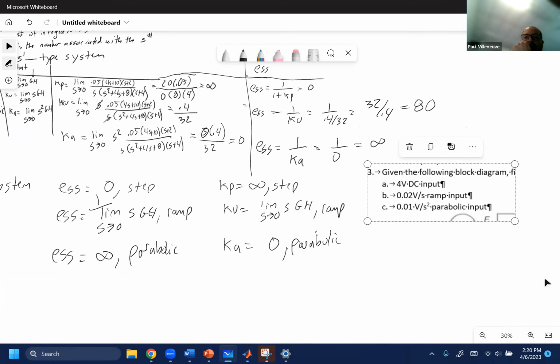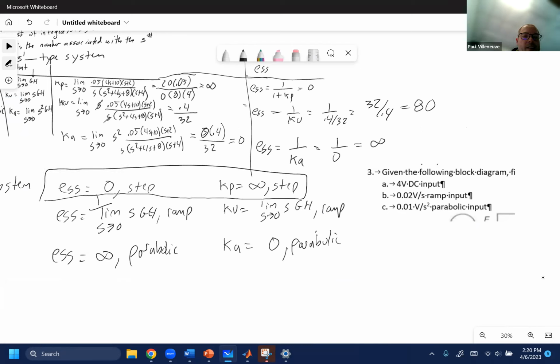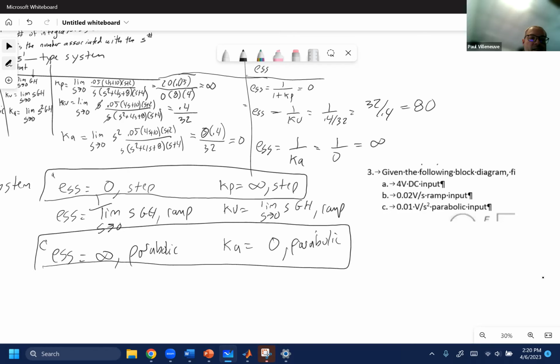So for A, it says find the steady state error for the 4-volt input. It is still these values. A 4-volt DC input is considered a step input. It doesn't matter that it's 4 volts in magnitude. It's going to be equal to 0 and infinity. Same thing for C. So this is the answer for A. For C, here's my answer, because for any parabolic input, it has no chance. The error is going to continue to increase. So I get that value.